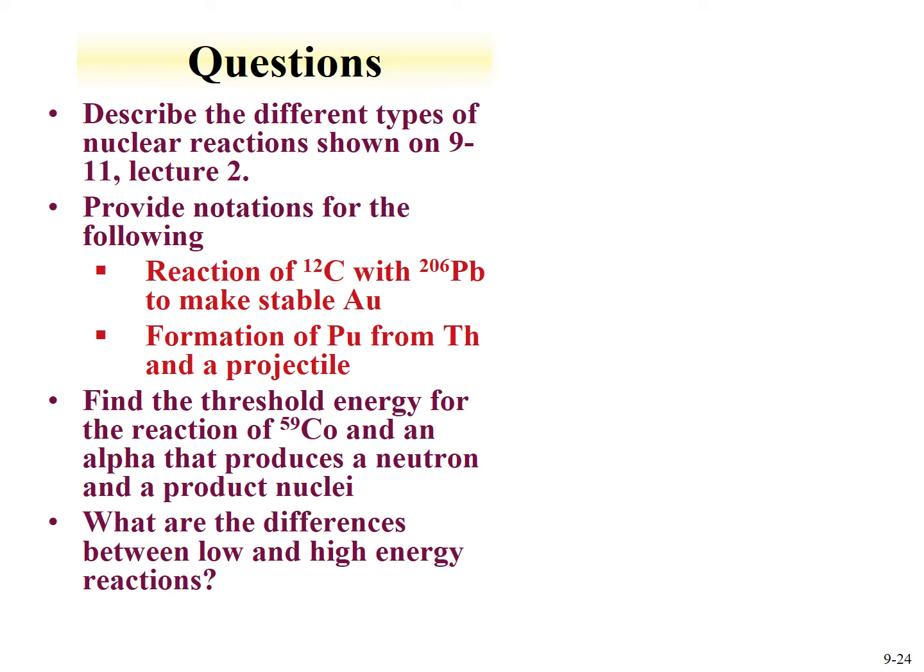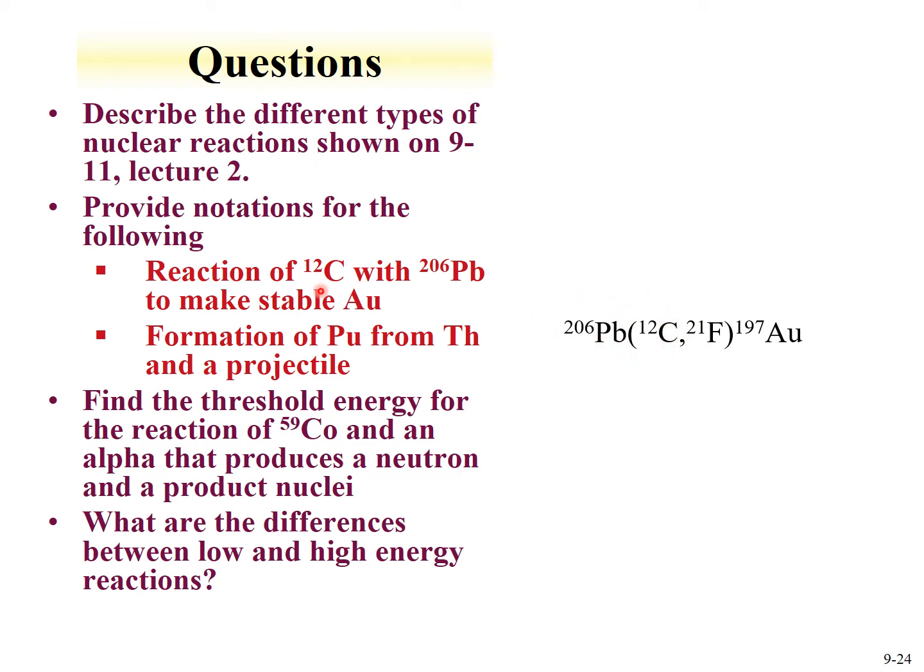You should be able to provide notations for certain nuclear reactions. As an example, imagine that we have a reaction of carbon-12 plus lead-206 making stable gold. Please provide the nuclear reaction notation for that. Well, the projectile on this, we would say, is carbon-12. The target would be lead-206. So we'd write it as this, where the lead-206 is first. The carbon-12 would be the projectile.